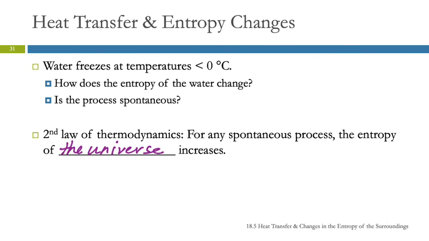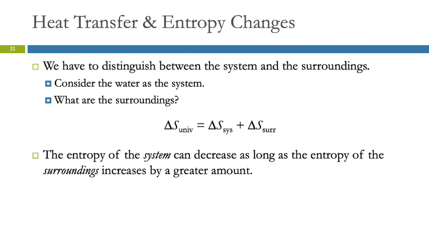The entropy of the universe increases, not just the system. So we have to look at the system and the surroundings. And so if we're talking about water freezing, we'll consider water to be the system, and everything else in the universe is the surroundings. So the change in entropy for the universe is the change in entropy for the system plus the change in entropy for the surroundings. So the system's entropy can decrease as long as the surroundings' entropy increases more than the system decreased.